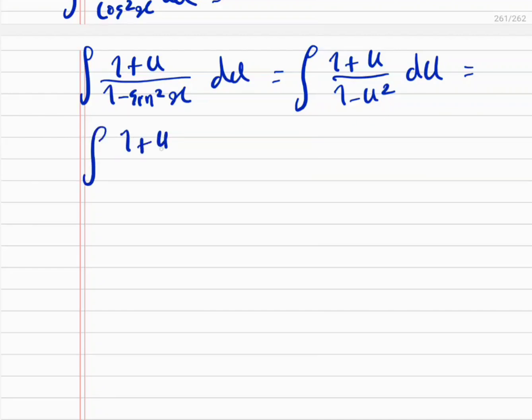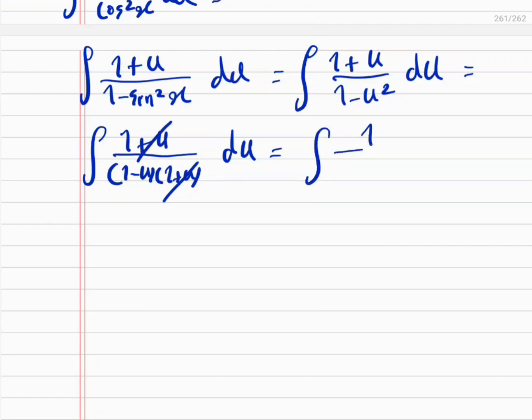And the key, which I almost missed, is that the denominator is 1 minus u squared, and this can be written as (1 minus u) times (1 plus u), right? Because this is an identity. This is the difference of squares. Now at this point, this 1 plus u cancels with the 1 plus u above, and then we'll have 1 over (1 minus u) du.